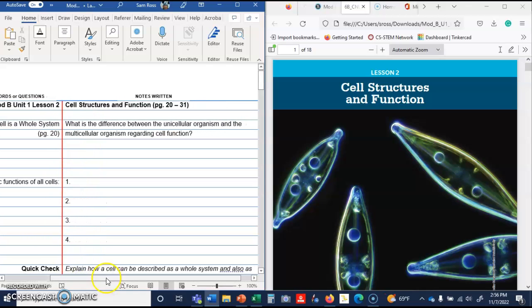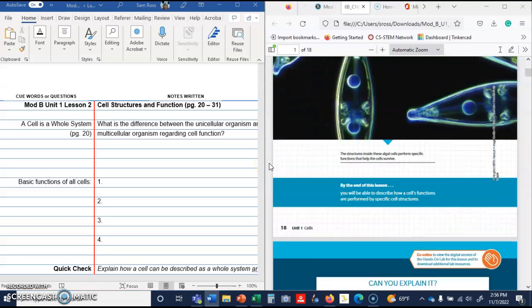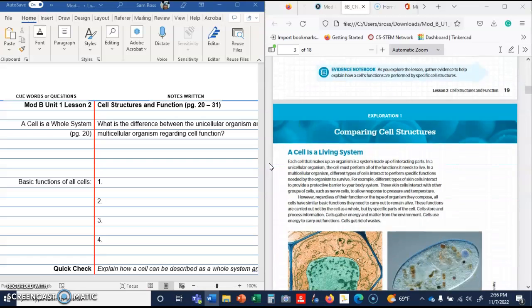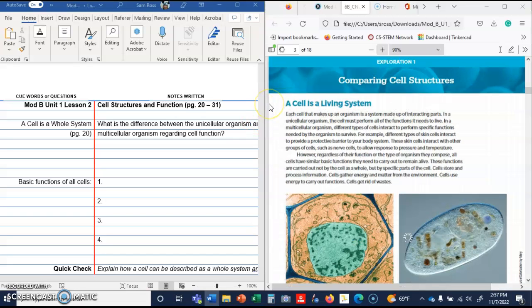These are the notes. This is probably going to be a two-parter. So let's see, we're going to start on page 20 in the section that's called A Cell is a Whole System. So let me go ahead and fast forward to that. So this is 18, this is 19, and this is 20. So a cell is a living system, a cell is a whole system.